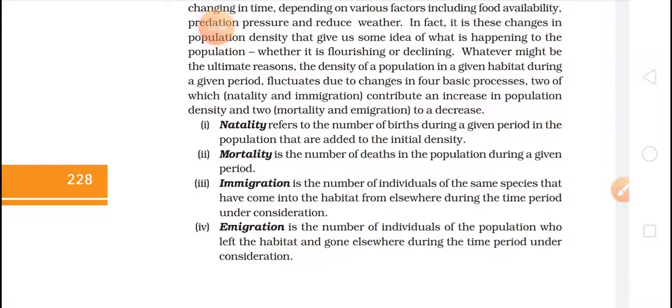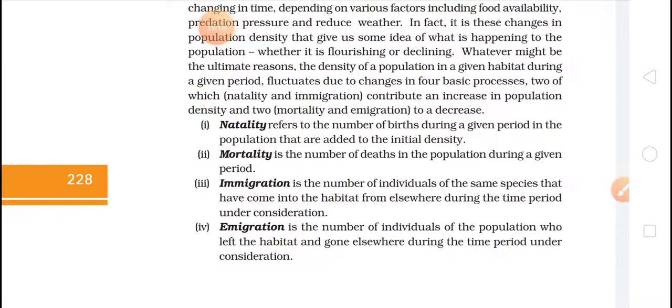Now, see, natality and mortality, you know about the number of birth and number of death. So I'll quickly explain that natality refers to the number of births during a given period in a population that are added to the initial density. So after 3 years, 4 years, or after a certain period, they will calculate the young ones, they will see how many births the animal has given. That will be their natality rate. And how many deaths have occurred, that will be their mortality rate.